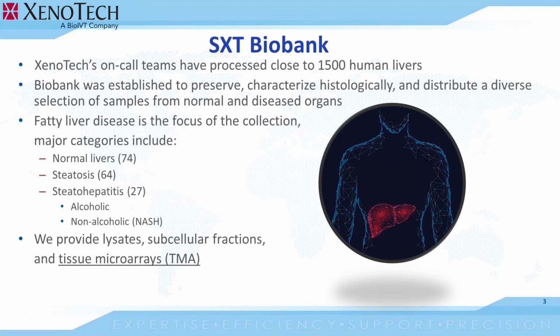Our biobank was therefore established to preserve, characterize histologically, and distribute a diverse selection of samples of normal and diseased organs. Obviously, fatty liver disease is the focus of our collection, with the major categories being normal livers, necessary for a proper baseline or background, samples with steatosis, and samples with steatohepatitis, either with a history of alcohol consumption or without, which would be NASH.